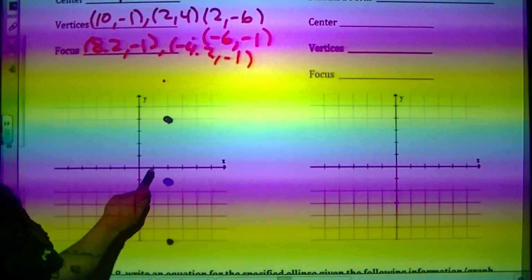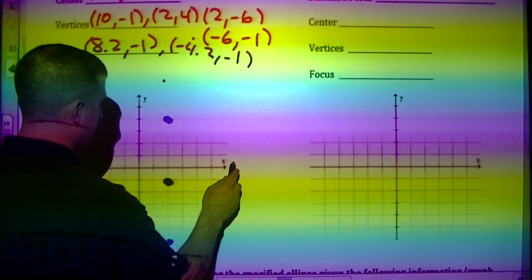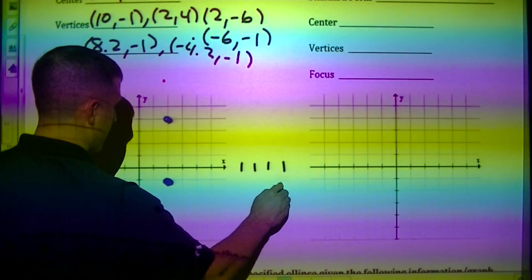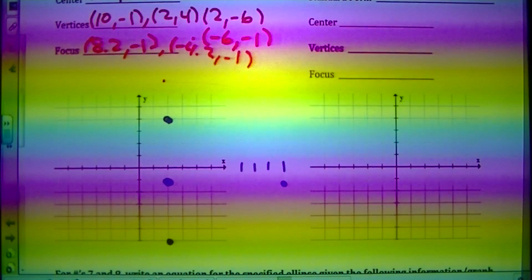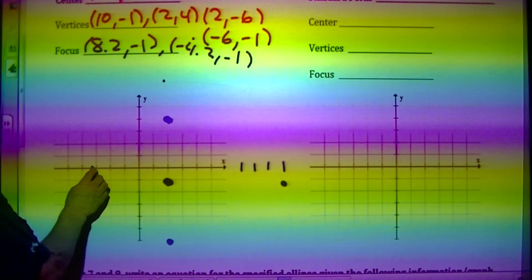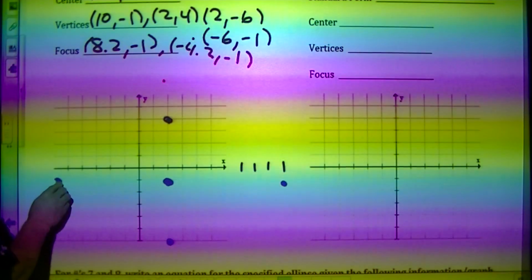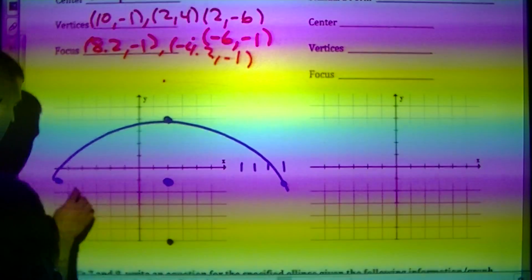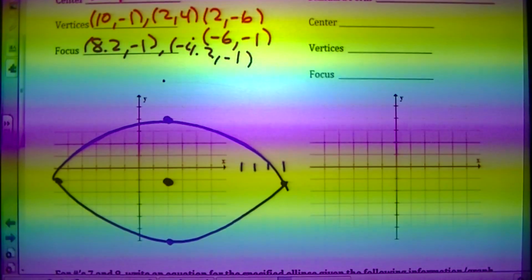10 over, negative 1 down. That's 1, 2, 3, 4, 5, 6, 7, 8, 9, 10, 1 down. And 6 over, 1, 2, 3, 4, 5, 6, 1 down. Here's what it looks like. Okay, pretty simple.